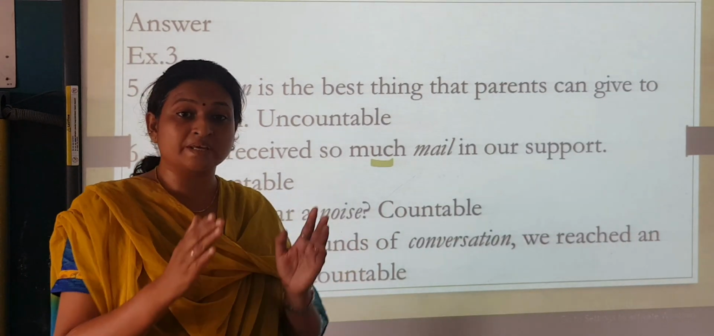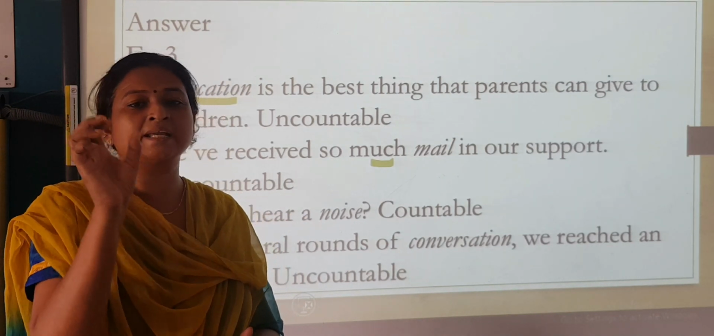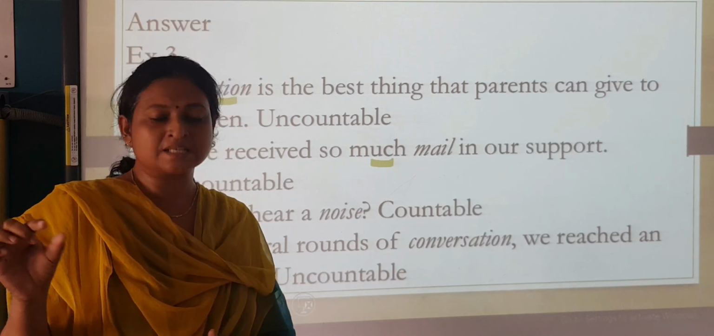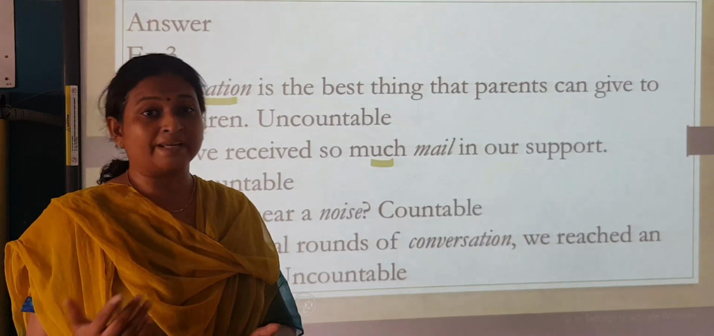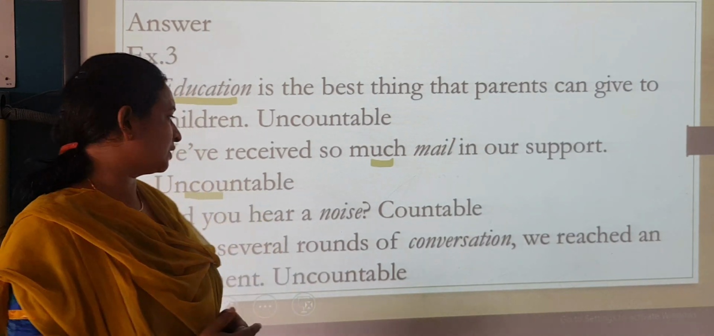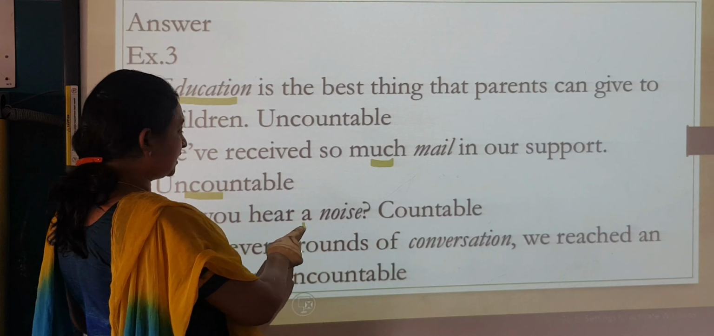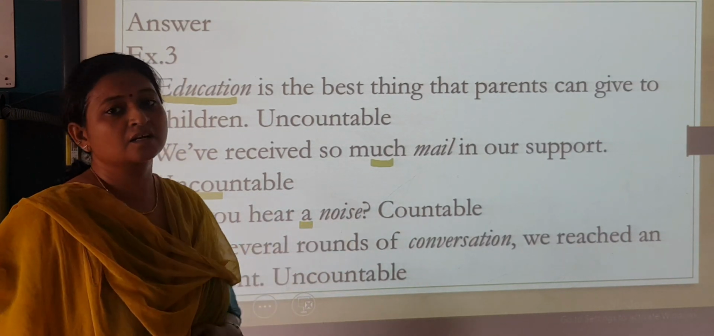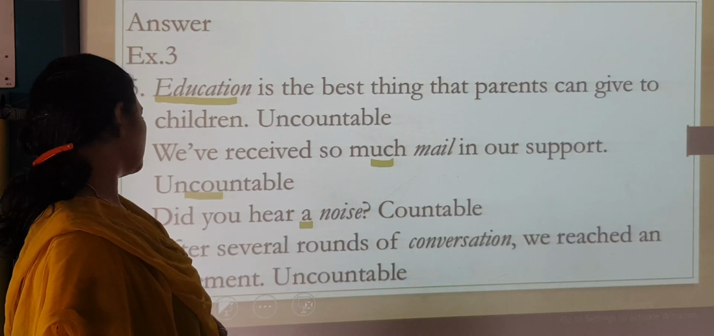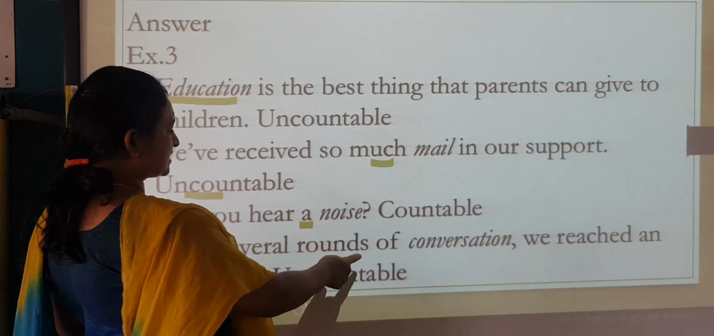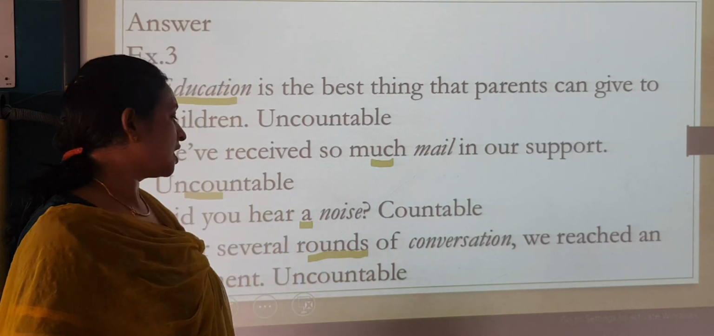So in this exercise, basically you have to see how the sentence has been formed. Don't just look at the italicized word. You have to go through the whole sentence and see whether any article is used or whether much or many is used, and then you identify it as countable or uncountable. Did you hear a noise? Noise is uncountable, but because of this article, the formation of this sentence makes it countable. After several rounds of conversation, we reached an agreement. Because of this expression, rounds of conversation, we put the actual word conversation under the category of uncountable.